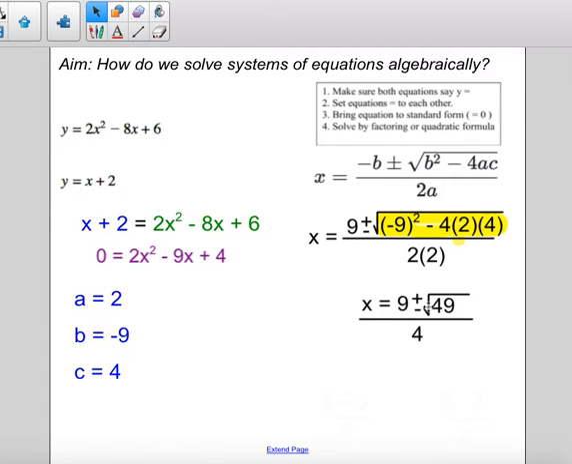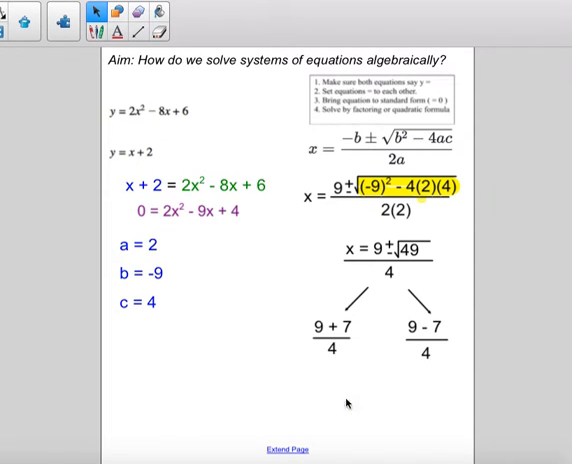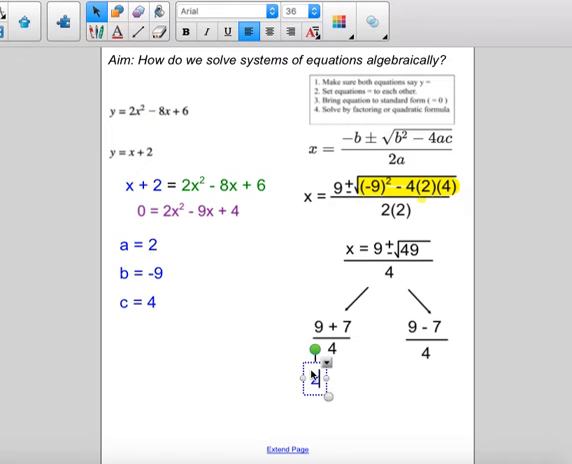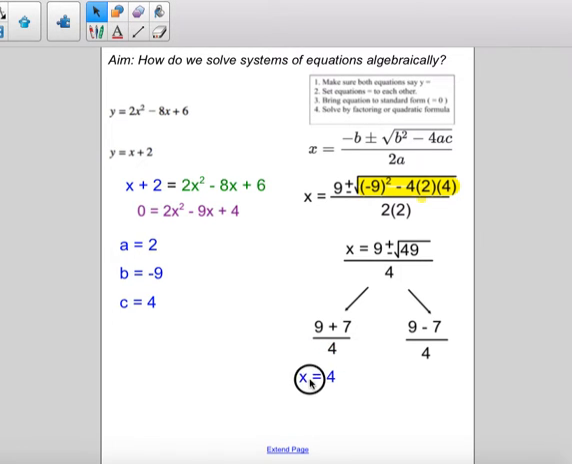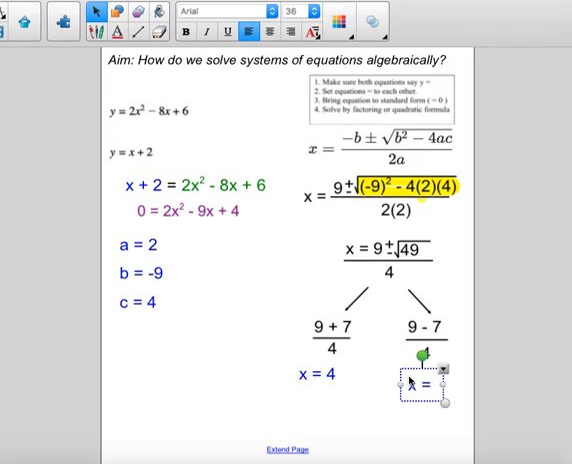We can rewrite this, and we're going to break this equation now into its two separate solutions, which are going to be 9 plus 7 over 4 and 9 minus 7 over 4. So let's solve those two fractions. 9 plus 7 is 16, and 16 divided by 4 is 4. So that's where our x equals 4 came from again. 9 minus 7 is equal to 2. 2 divided by 4 is a half. So there's our other solution.